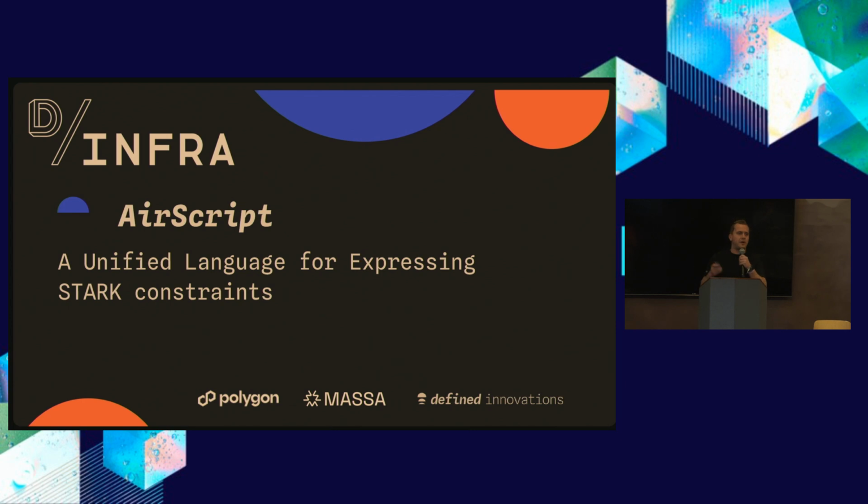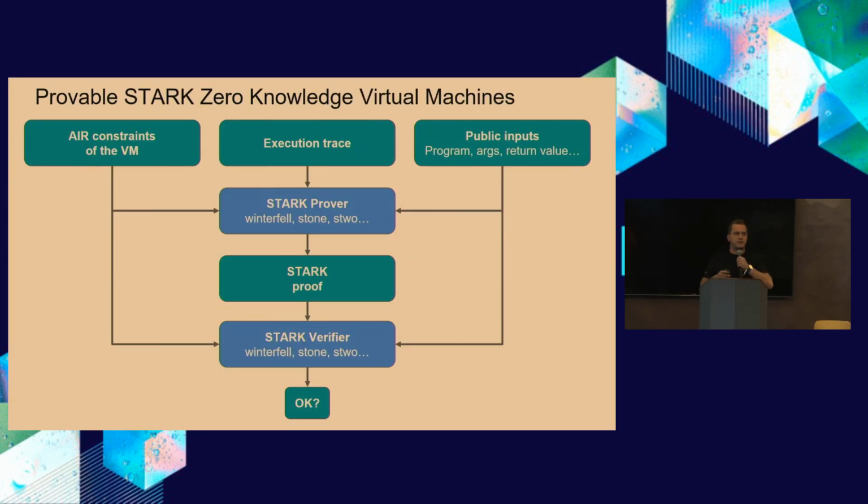First of all, I'm going to talk about AirScript, which is a language we are working on currently with Polygon Miden. The goal is to create a language where you can easily express STARK constraints, arithmetic constraints, in a way that's portable, that's compatible, and that can be audited. Let's look more into it.